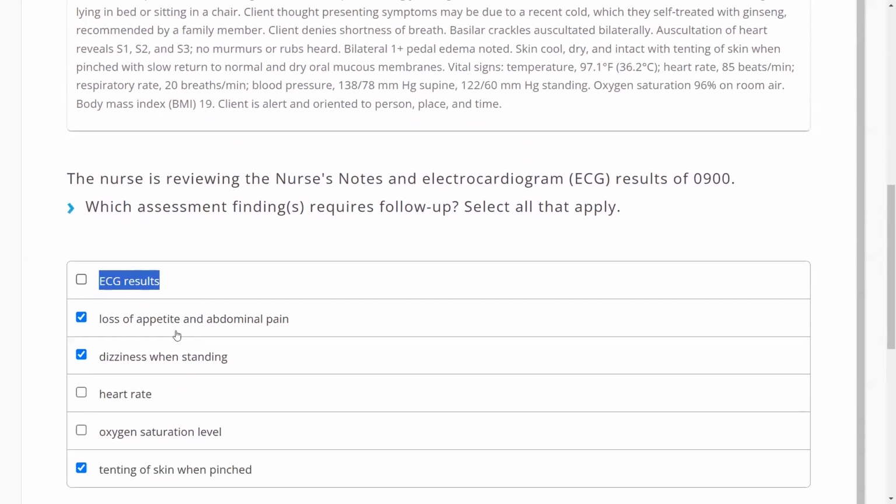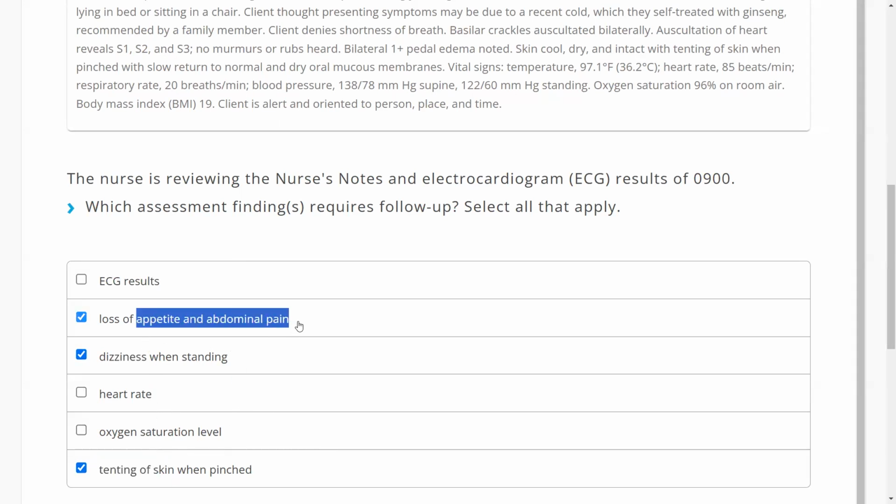So remember, your first step of these 6 questions, you are looking for abnormally abnormal, right? Abnormal things that matter the most. And you can start with your ABCs, right? Your airway, your breathing, your circulation. Dizziness deals with circulation. Tenting deals with dehydration, which still kind of deals with perfusion or electrolytes, which is circulation stuff too. So these two are kind of your C.